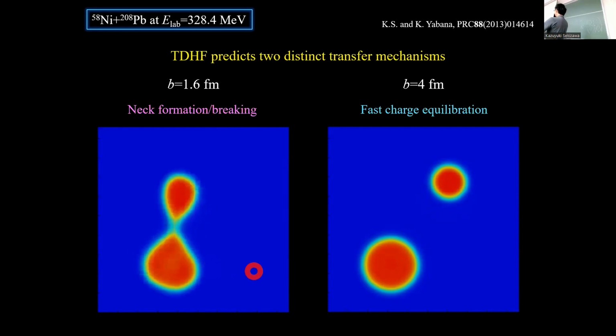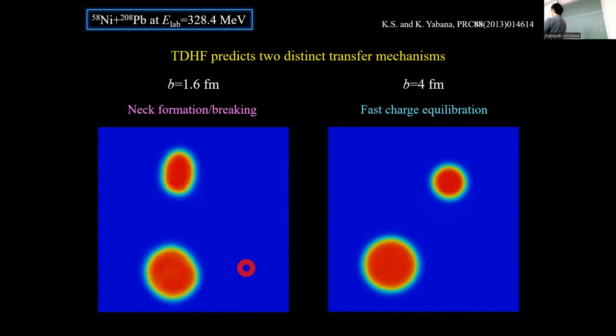After a certain time, we have the separation. As you can see, the number of nucleons is different, because of the transfer from one nucleus to the other. One can regard this as the onset of quasi-fission. In this way, we can describe quite different transfer dynamics based on TDHF.